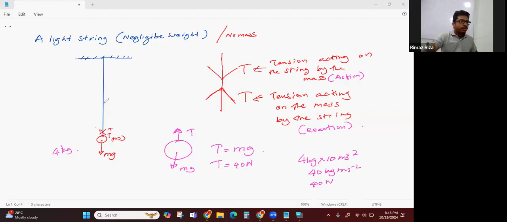So now, since this string is light, that means it has no considerable weight. So the tension everywhere will be same. Here also T, every point will be the same tension. Here also the tension will be same. So always remember, if a string is light, then the tension everywhere will be same if it's hanging vertically. Okay. If you have any questions regarding this, you can ask.